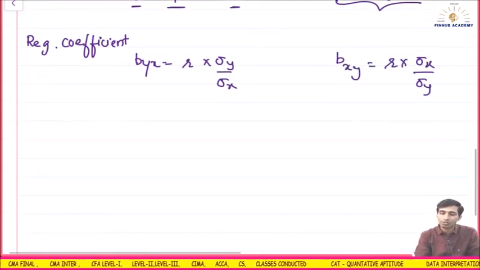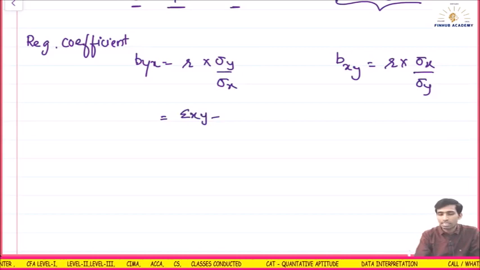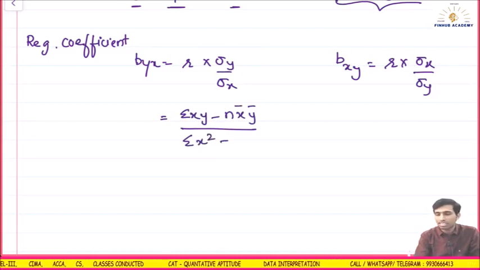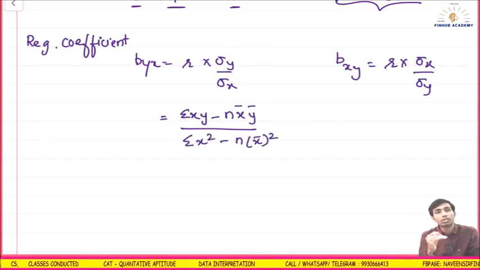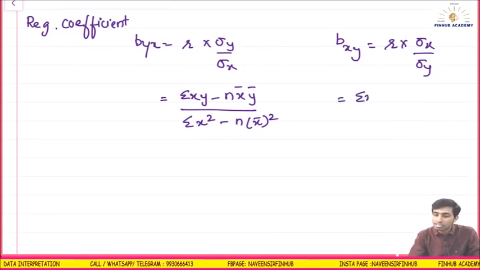Understood? Another formula for byx is summation xy minus n x̄ ȳ, upon summation x² minus n x̄ squared. The denominator is the variance formula, that is the standard deviation formula, but throughout they have multiplied by n. Anyways, derivation is not important, but you should know these formulas. Here also same thing. See what will change, that you observe. Summation xy minus n x̄ ȳ.